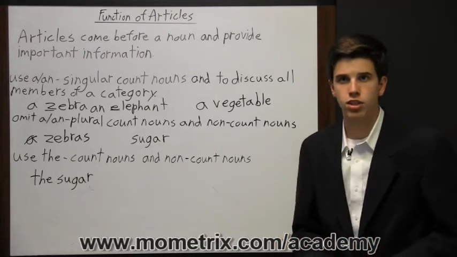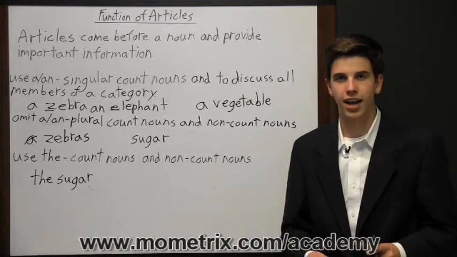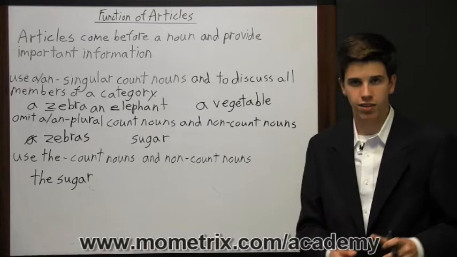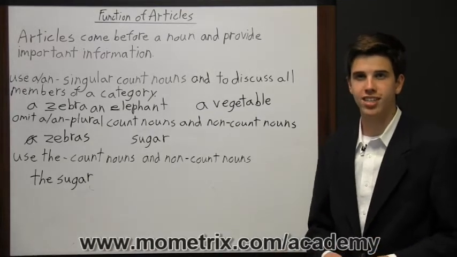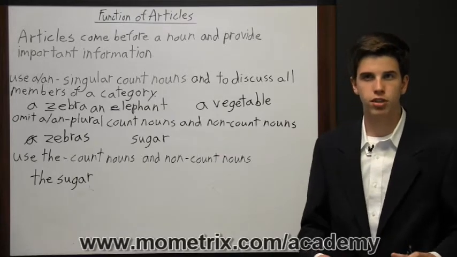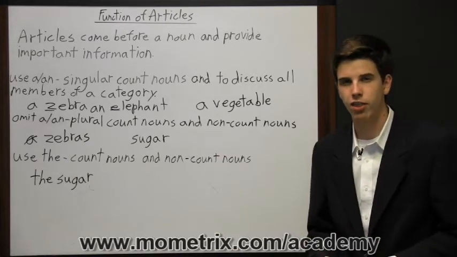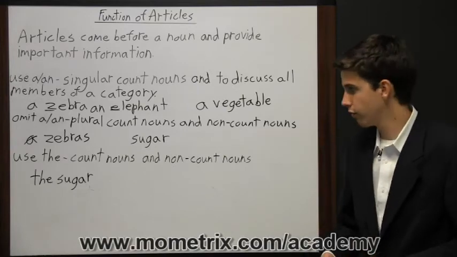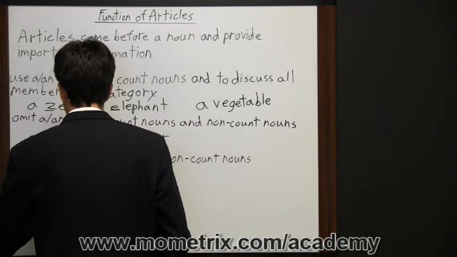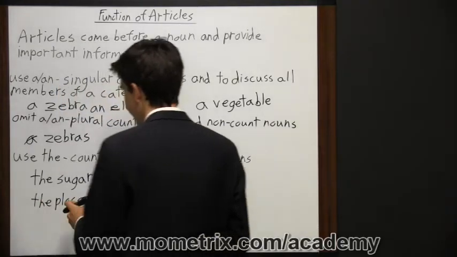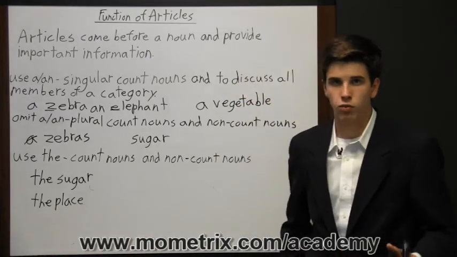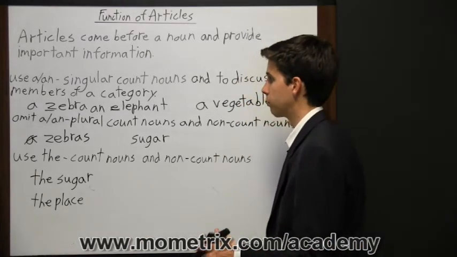It can also be used to indicate a noun identified by an adjective phrase or an adjective clause. It can be used to indicate something that's one of a kind, or it can be used in science to represent all members of a category. It can also be used to indicate that the reader and the writer know something which they refer to, like the place. Here it's indicating that the writer and the reader understand where the place is, but in this case, we don't really need to identify exactly where the place is.